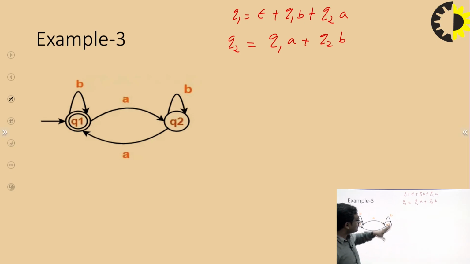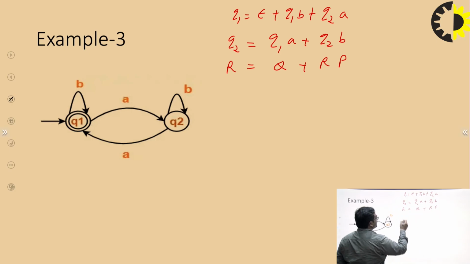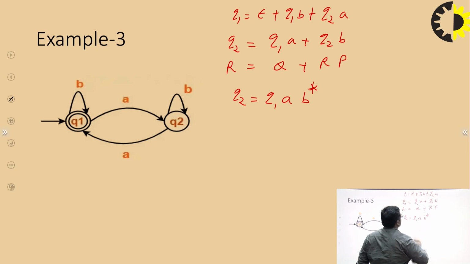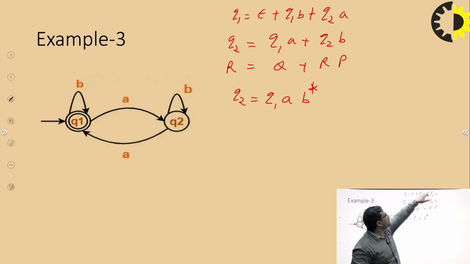If I try this, you can see there is no solution I am getting right now. So what do we do? First of all, we try to solve Q2. Q2 we can compare with R is equal to Q plus RP. If I compare this, then the solution is Q2 is equal to Q1A then B star. Is this a regular expression? No, because this has the state Q1, so we get the answer for Q2 in the form of Q1. So what do we have to do? We have to put this value here. Okay, let's do it.